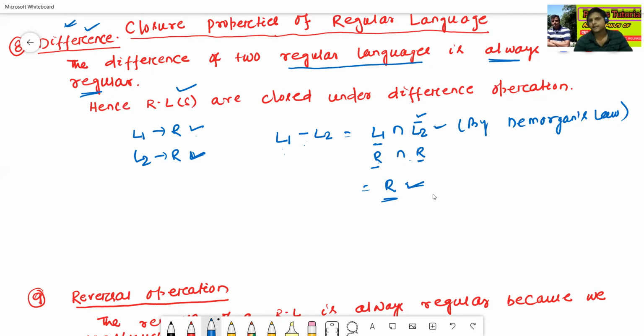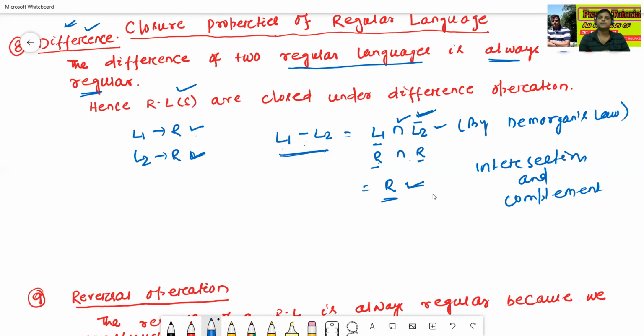One point here: the difference operation is regular if intersection and complement, both operations, are regular. Then we can say that L1 difference L2 is regular. Now we'll see one more closure property.